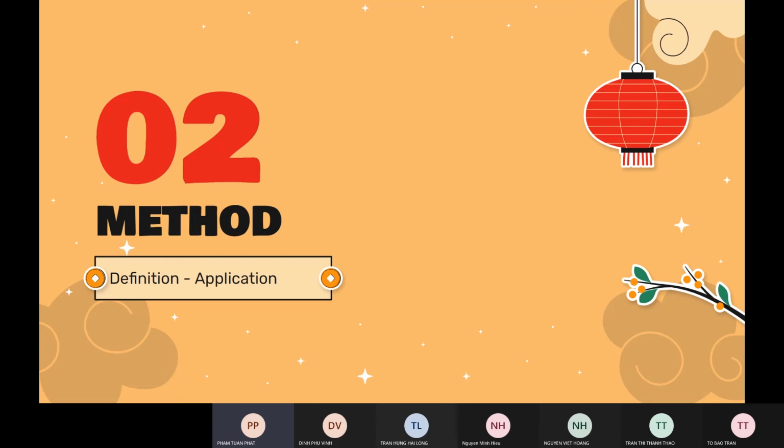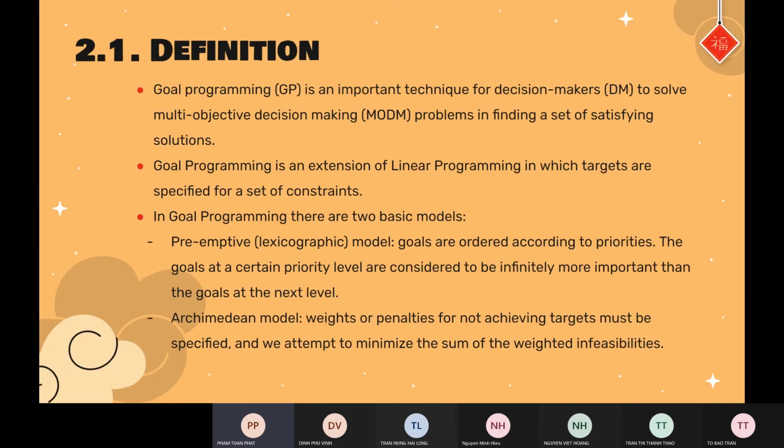The second part of our presentation is definition and application. Firstly, definition. Goal programming is an important technique for decision makers to solve multi-objective decision-making problems in finding a set of satisfied solutions. Goal programming is an extension of linear programming in which targets are specified for a set of constraints.